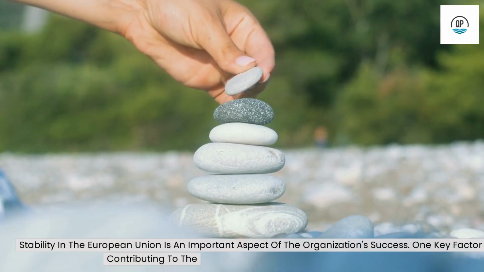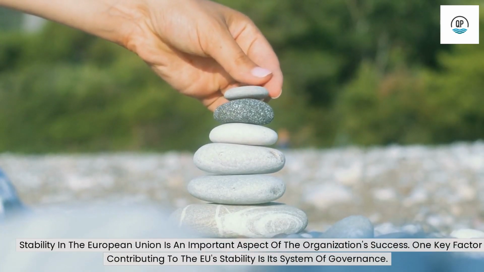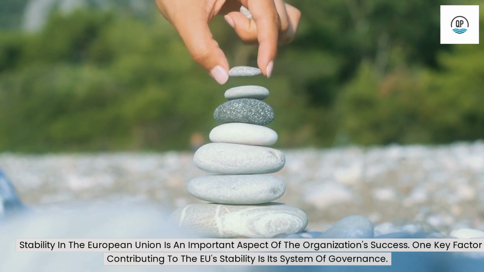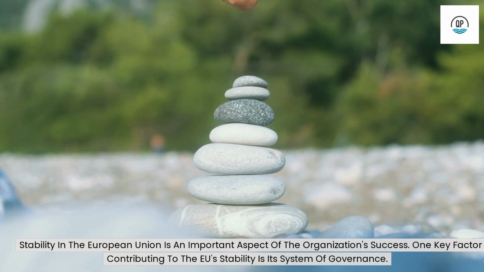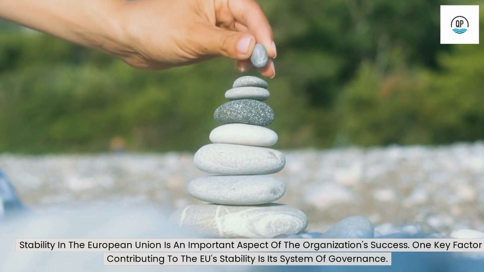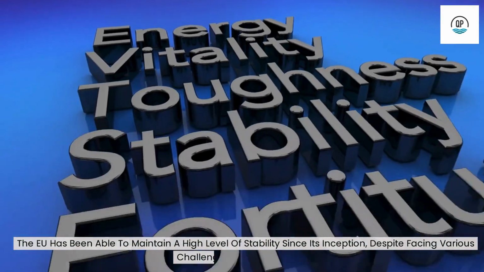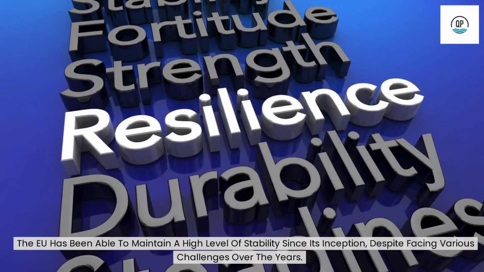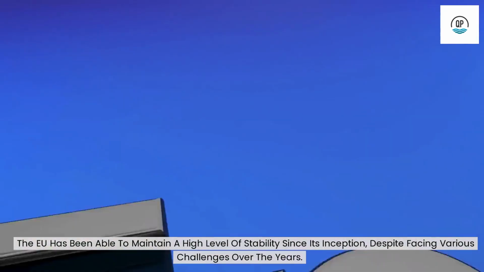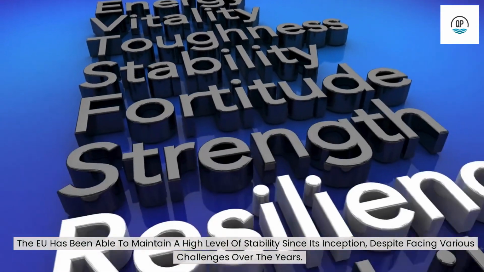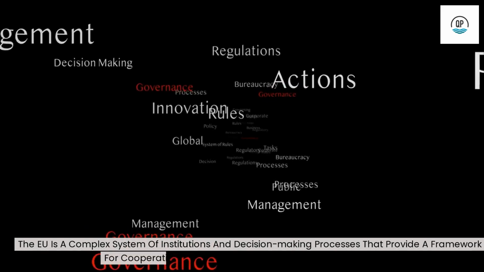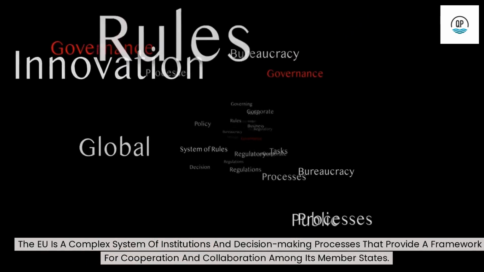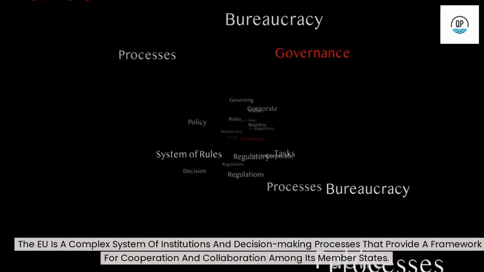Stability in the European Union is an important aspect of the organization's success. One key factor contributing to the EU's stability is its system of governance. The EU has been able to maintain a high level of stability since its inception, despite facing various challenges over the years. The EU is a complex system of institutions and decision-making processes that provide a framework for cooperation and collaboration among its member states.